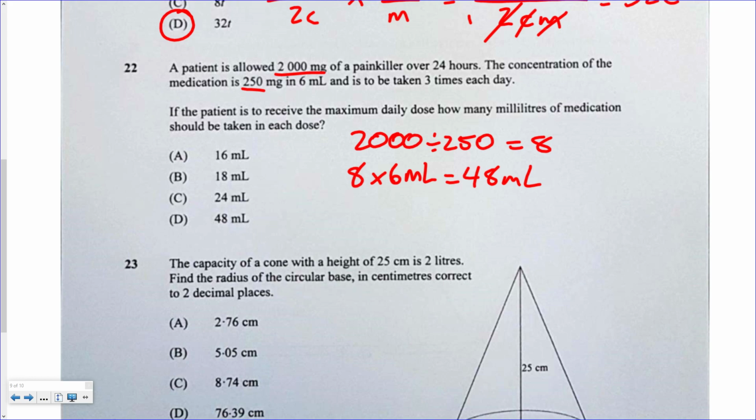And now we're told that it's taken 3 times a day. So rather than just having 6 milliliters, let's find the most amount we can have. Let's do 48 divided by 3, because it's 3 times a day, which equals 16 milliliters. And once we have that 16 milliliters, we've found our answer. If we were to go up to the maximum amount of medication, how many milliliters could I have in each of those 3 times?